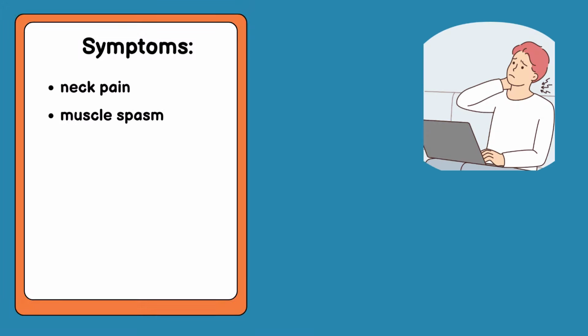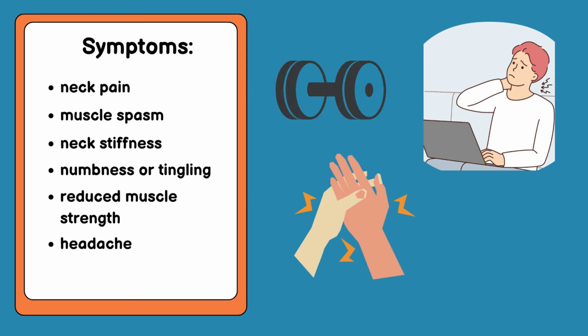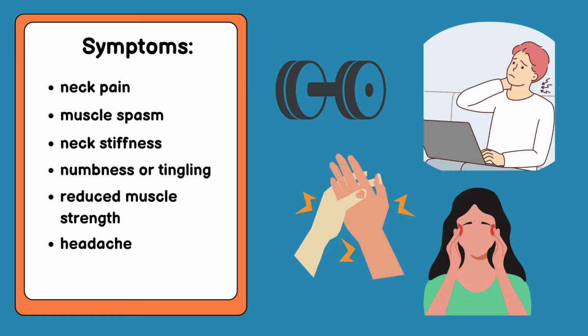Symptoms can vary depending on the underlying cause and severity of the condition. Some of the common symptoms associated with cervicalgia are mild to severe neck pain, muscle spasm, stiffness in the neck, numbness or tingling sensation, reduced strength or coordination in the arms or hand, especially when associated with nerve compression, headache, which is often described as tension type headache, or dizziness.